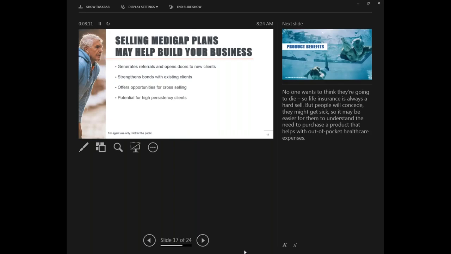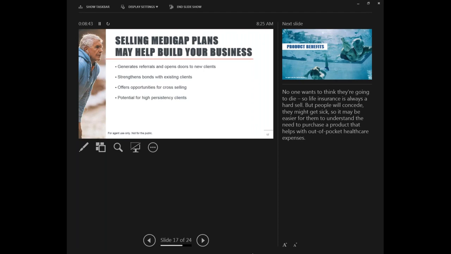For your business, selling Medicare supplement plans can help you build your business. It generates referrals and opens doors to new clients. It's something you can talk about with existing clients and new clients. If they're over 65, ask them what they're doing for their health insurance, because they have to do something, since most seniors can't afford to not have coverage. So this is an important conversation that they need to be having, and if you can be a resource for them, it really strengthens bonds with the client.